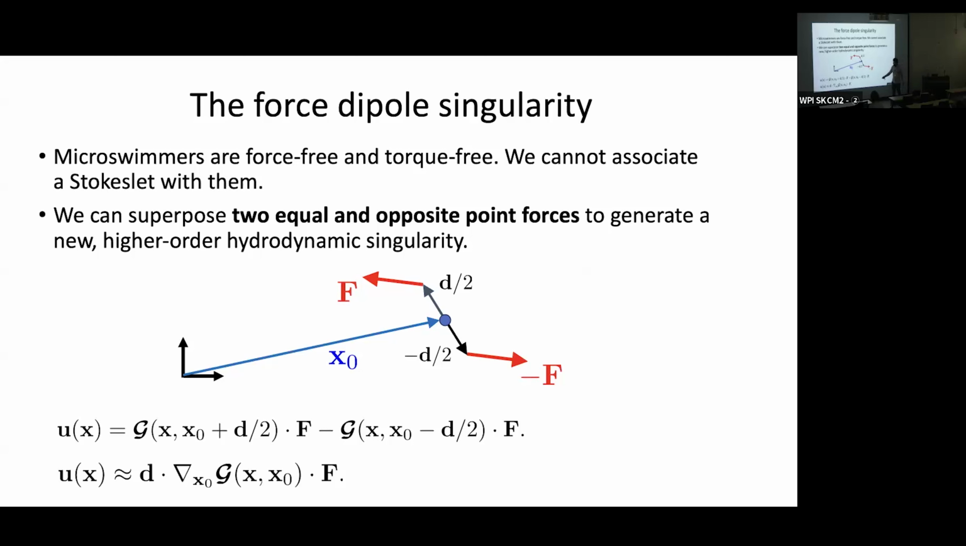So I'm simply superposing two point forces. And this is going to give me the velocity field by linearity. And I can do some Taylor expansion on the second argument here and just keep the first term that survives. And I get this approximate expression that we're going to see on the next page. So we're going to make a higher order singularity by shrinking this d to 0, having a point force dipole. Right now they're separated by a finite vector d. We're going to shrink that to 0.